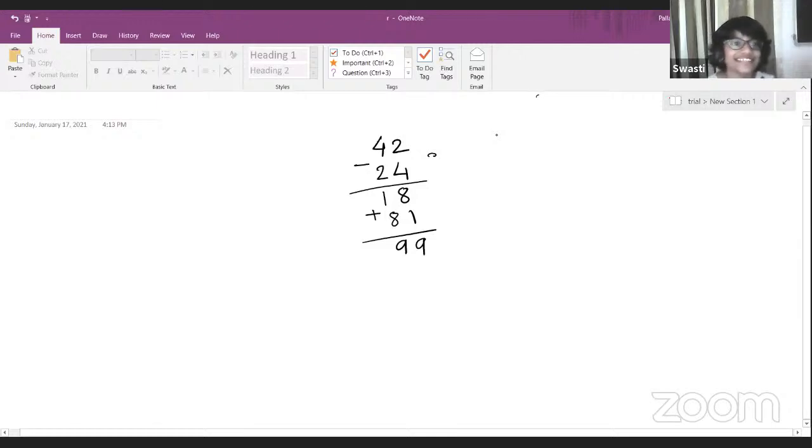Okay, 66. But we needed to have distinct digits. So let's take 74. 74 minus 47 is 27. And 27 plus 72, we again get 99. Wow.